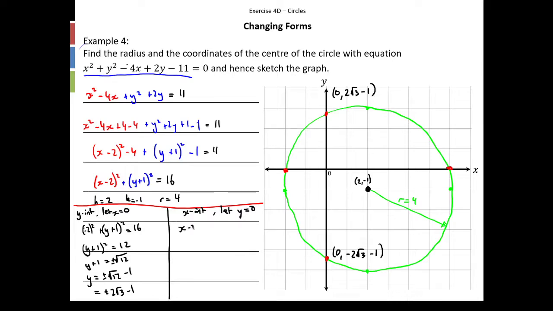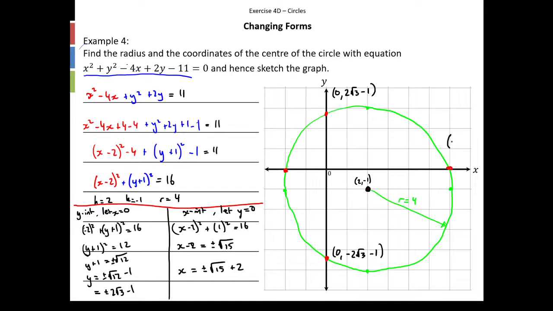2 squared plus 1 squared equals 16 x 2, and I'm going to start skipping some steps here. x equals plus or minus the square root of 16 take 1, which is 15, plus 2. Square root 15, we can't simplify that further. Okay, so label those in.